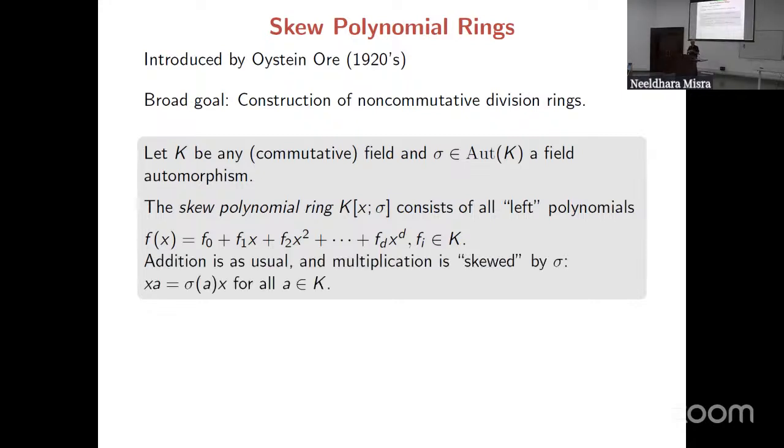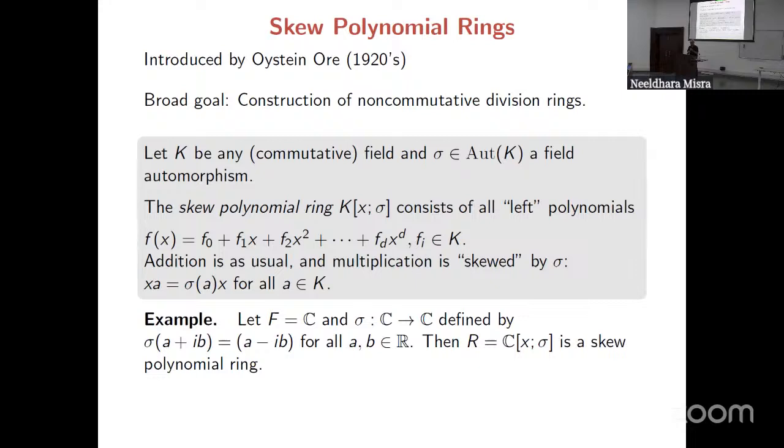Addition is just the usual addition, so you just add component-wise, but multiplication has a twist to it. It's a skewed multiplication by sigma. So x times a is sigma(a) times x. Sigma could move a, sigma need not fix a, and therefore it's not a commutative ring anymore. And if sigma was the identity, it's just the standard polynomial ring K[x].